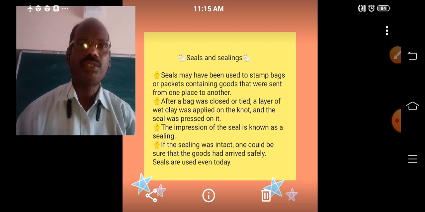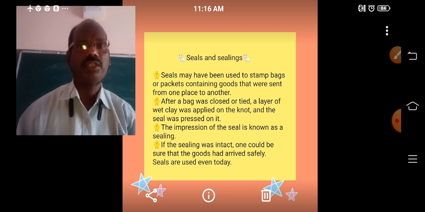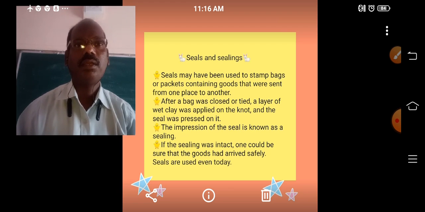Children, I hope you understood all the points we discussed today. We discussed two Indus sites from our neighboring state, Gujarat, and what seal and seal making are.